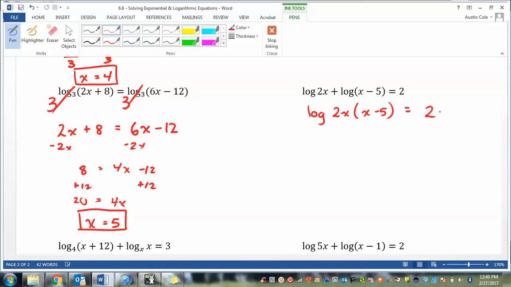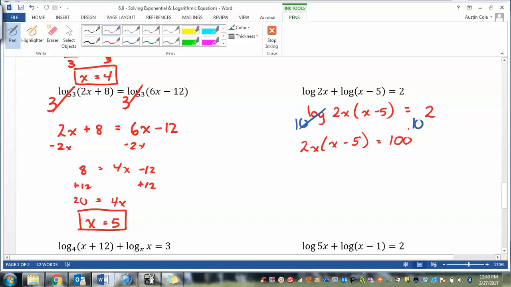All right, now, how do I get rid of log? Exponentiate. What's my base, though? 10. So exponentiate both sides. And that will cancel there. And so then I'm going to have 2x times x minus 5 equal 10 squared, which is 100.